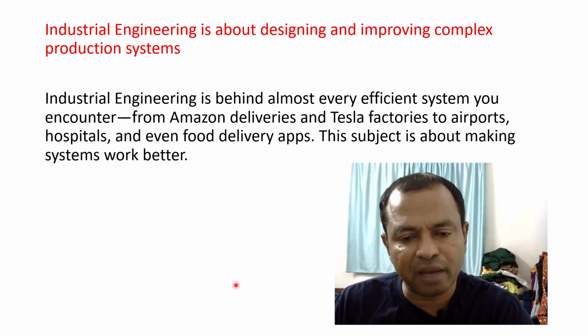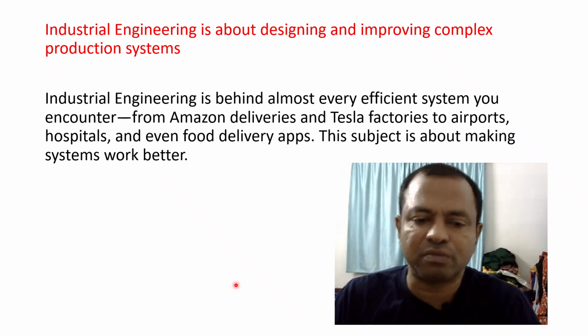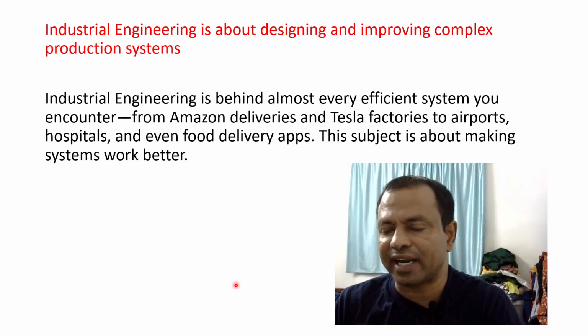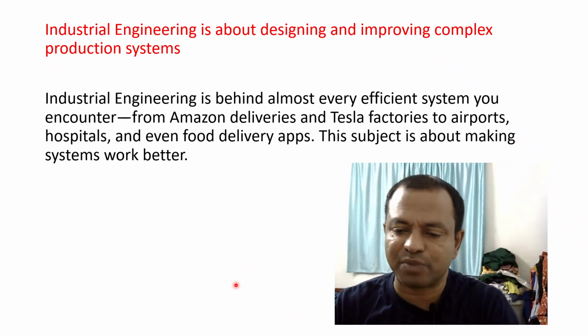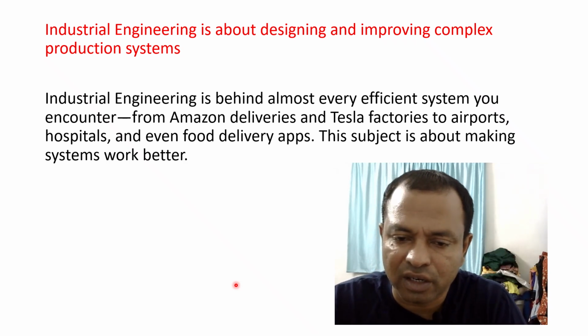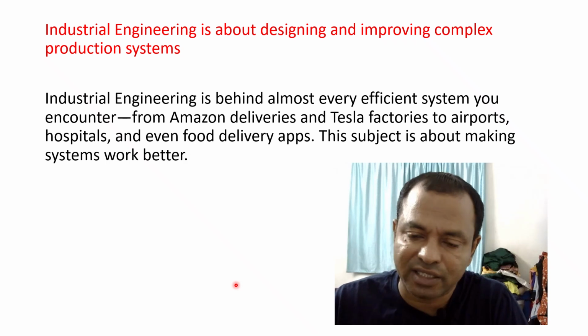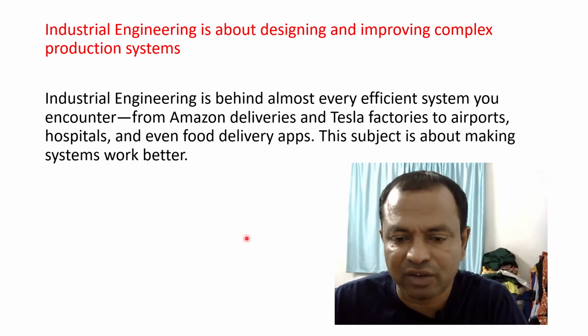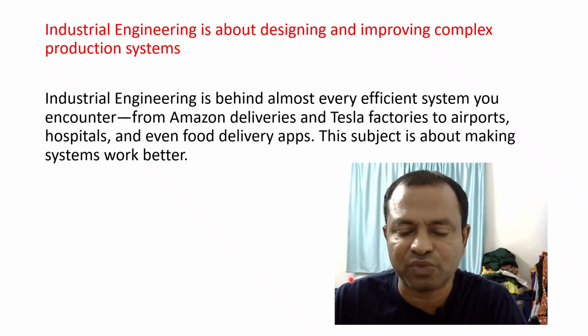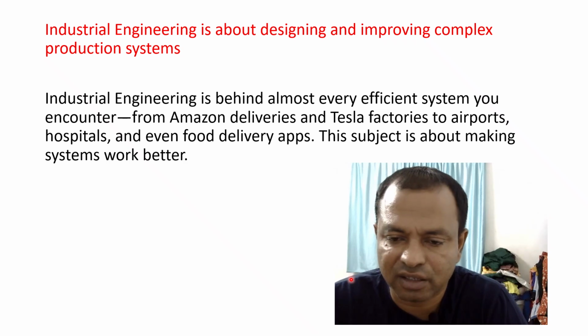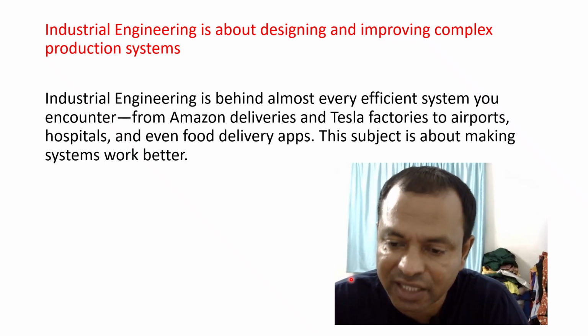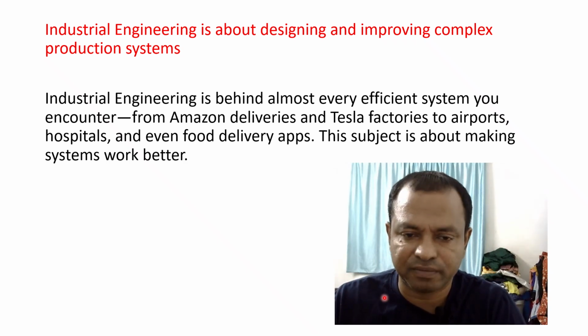Industrial engineering is behind almost every efficient system you encounter, from Amazon deliveries and Tesla factories to airports, hospitals, even food delivery apps like Zomato and Swiggy, etc. This subject is about making systems work better. So in this subject of industrial engineering we are going to study how to make these kinds of systems work better and in a more efficient way.